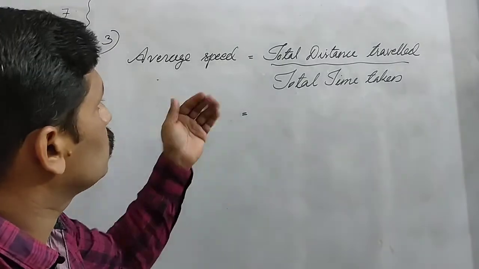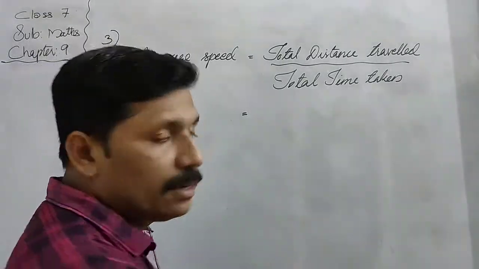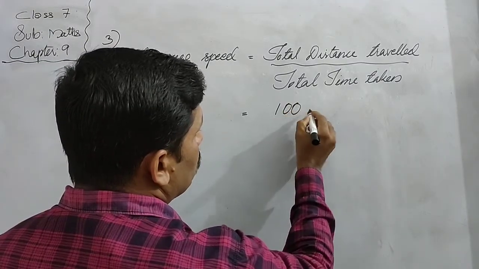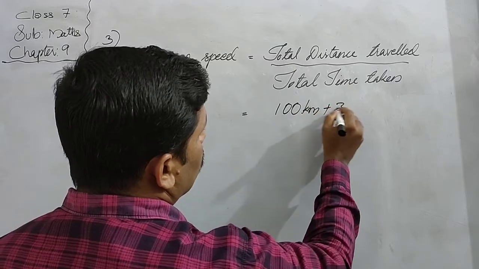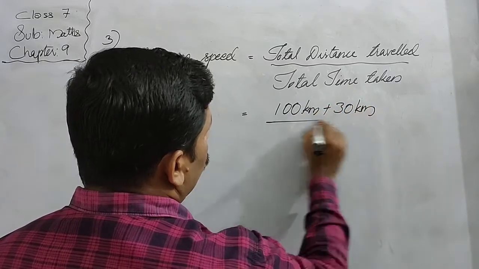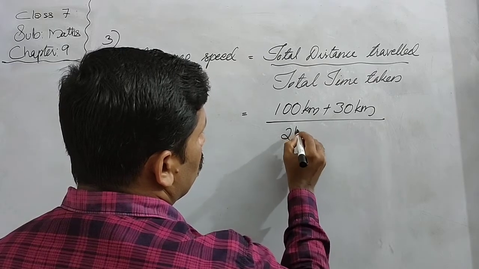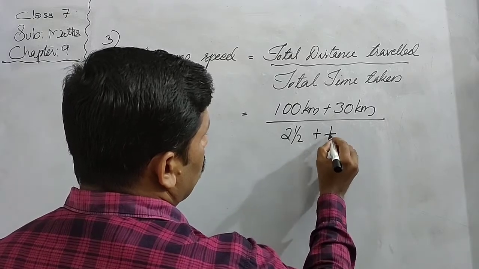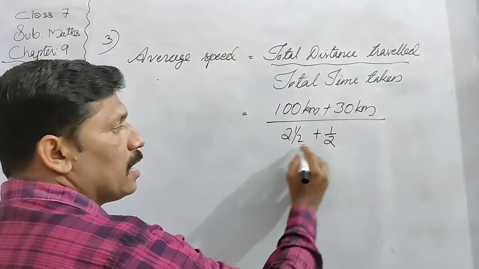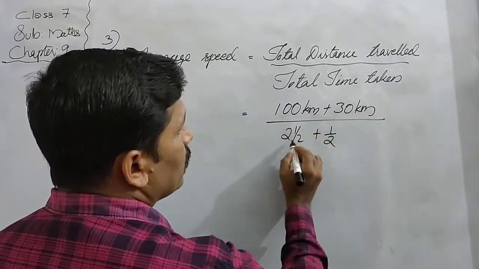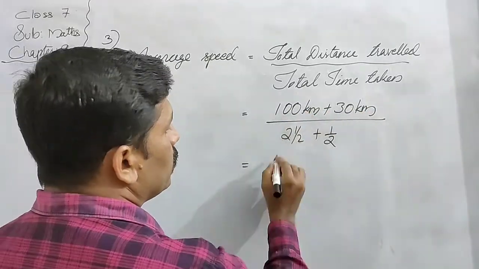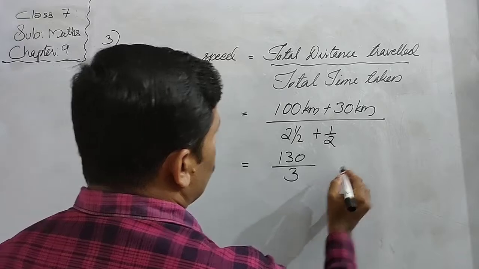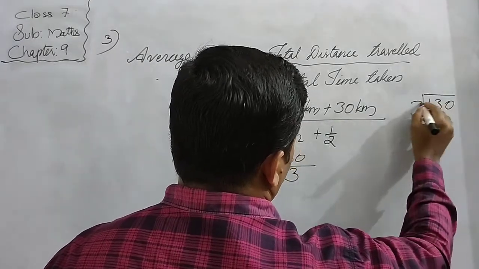So here average speed of the car is equal to total distance traveled divided by total time taken. Total distance traveled, first he travels 100 kilometers and then next he travels 30 kilometers. For 100 kilometers he uses 2.5 hours, and next 30 kilometers he covers in half an hour. So this is the total distance traveled, and this is the total time taken. So 100 plus 30 is equal to 130 divided by 2.5 plus half is 3 hours.